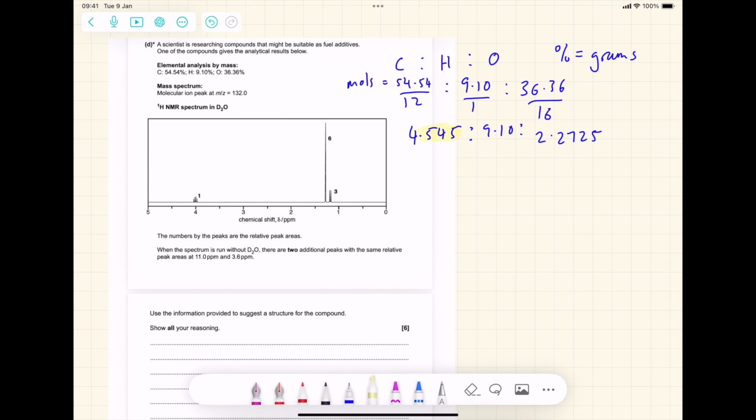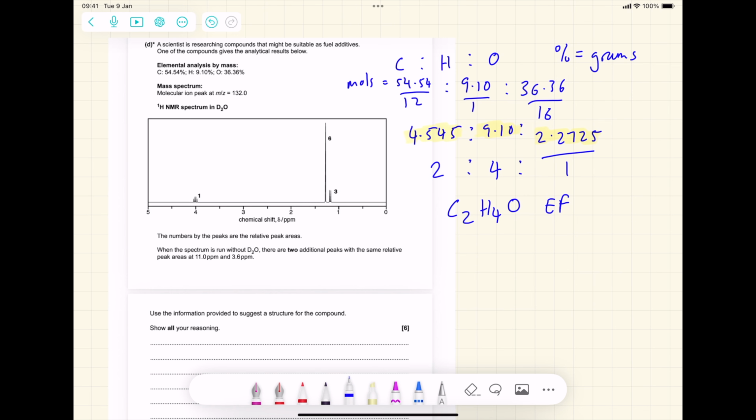The next thing to do now is to divide through by the smallest number, which we can see is the oxygen. So 2.2725 divided by itself is just going to be 1. Then 9.1 divided by that gives approximately 4. And then 4.545 divided by that number is approximately 2. So therefore our empirical formula is C2H4O. And let's call the empirical formula EF.